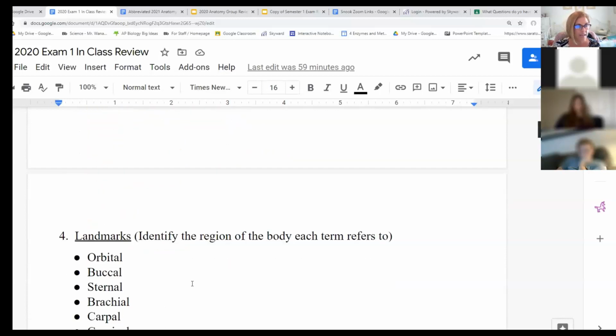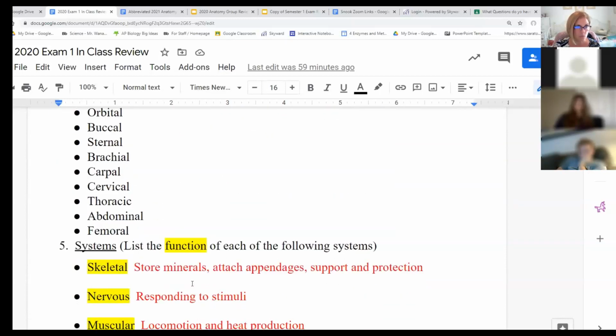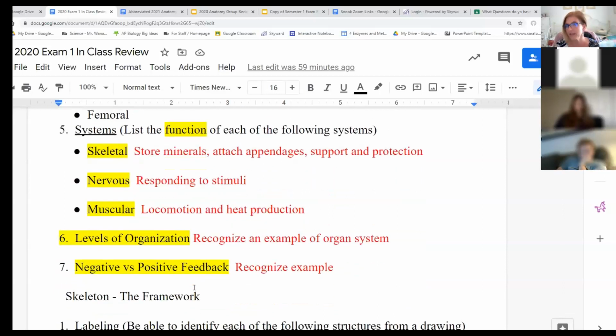Okay, the next section, we don't have any landmarks, so I don't think I made them on your review. I made your review shorter. The three systems, just to make sure that we think the same. With skeletal, I'm referring to storing minerals and appendages and support and protection. Some of you would write movement. I associate movement with muscles. Okay, nerves responding to stimuli, muscles locomotion or movement, and heat production. So not everybody identifies heat production.